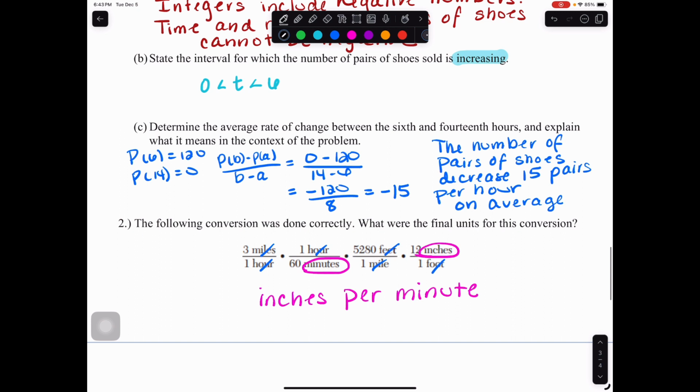And then number 2 is completely separate. The following conversion was done correctly. What were the final units for this conversion? So remember, you can cross cancel anything that is matching units. So I had miles in top and bottom, they canceled. Hours in top and bottom canceled. Feet and foot in top and bottom canceled, which left us with minutes and inches. And they didn't want us to actually calculate. They just wanted to know what were the final units. So our final units now, what's left over, would be inches per minute. And that concludes your lesson on average rate of change.